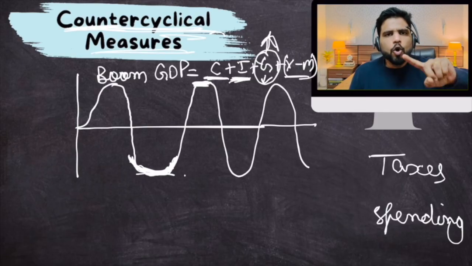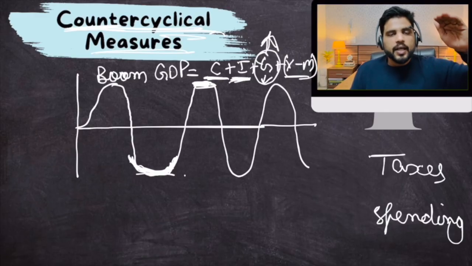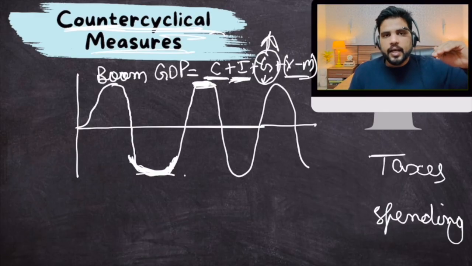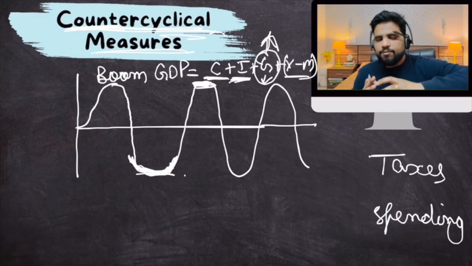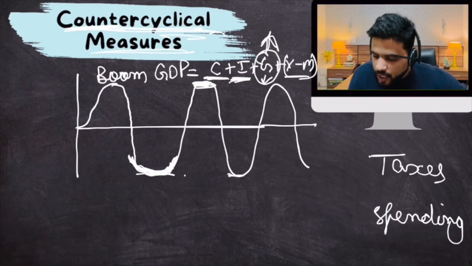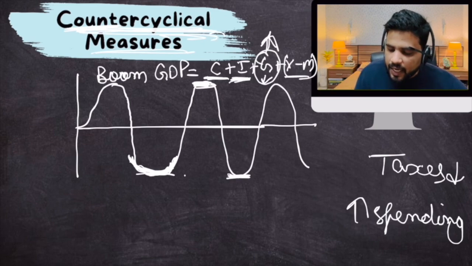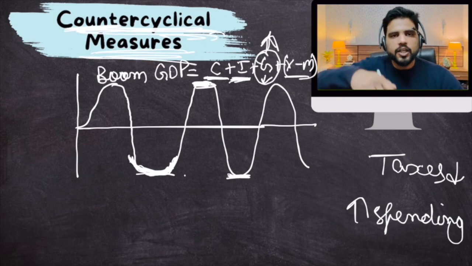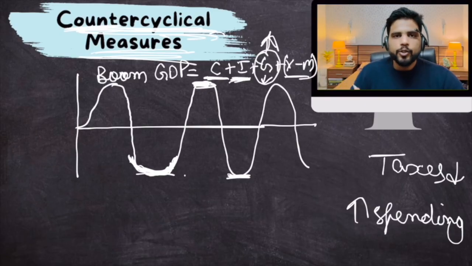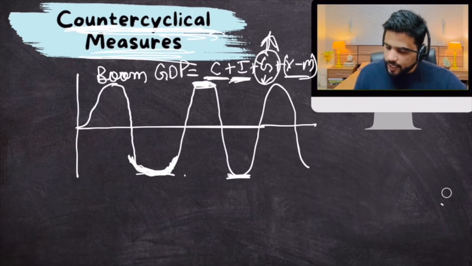Keynes says, no, do the opposite. During boom phase, go counter. Increase taxes, reduce spending, so that you have enough money left when the recession comes again, so that you can reduce taxes and increase spending. This is what he meant by counter cyclical measures. Go counter to the cycle, because through that you'll stabilize the economy. Make sense? Now let me tell you one more thing.